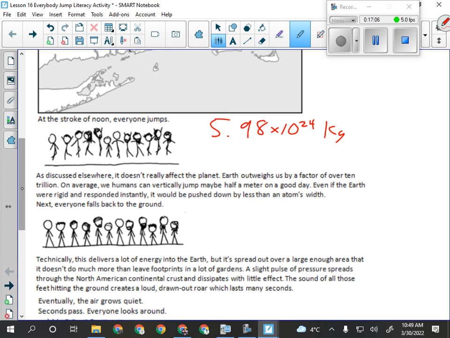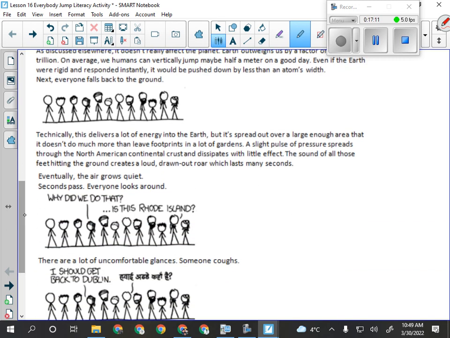Then there's everyone coming back, okay? So technically, this delivers a lot of energy into the Earth. I mean, it is, after all, a lot of people. When they get to a certain height, they have a lot of potential energy. When they fall back down, they have a lot of kinetic energy. When they hit the Earth, that kinetic energy does work on the Earth. But it's spread out over a large enough area that it doesn't do much more than leave footprints in a lot of gardens. A slight pulse of pressure spreads through the North American continental crust and dissipates with little effect. The sound of all those feet hitting the ground creates a loud, drawn-out roar which lasts many seconds.